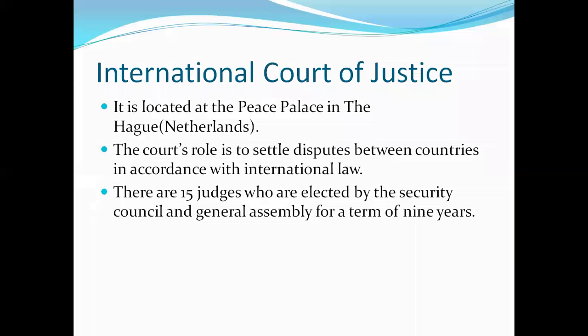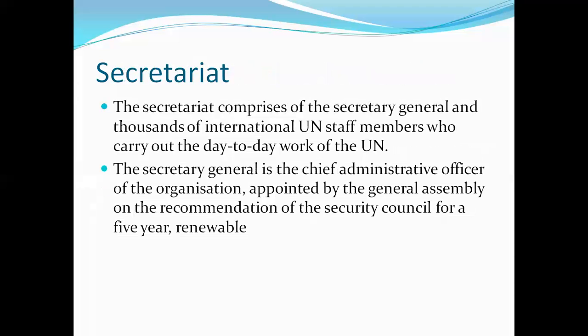International Court of Justice. International Court of Justice is the principal judicial organ of the UN. It is located at the Peace Palace in The Hague, Netherlands. The court's role is to settle disputes between countries in accordance with international law. There are 15 judges who are elected by the Security Council and General Assembly for a term of 9 years.